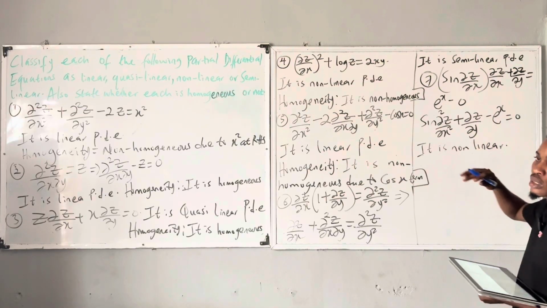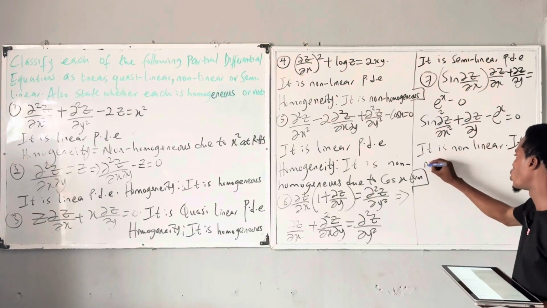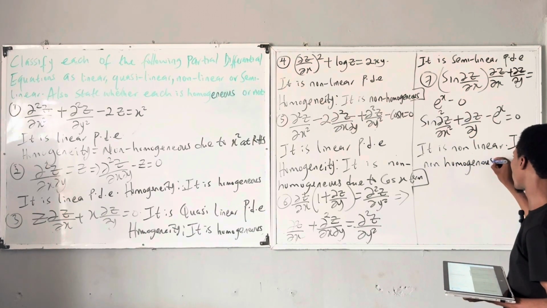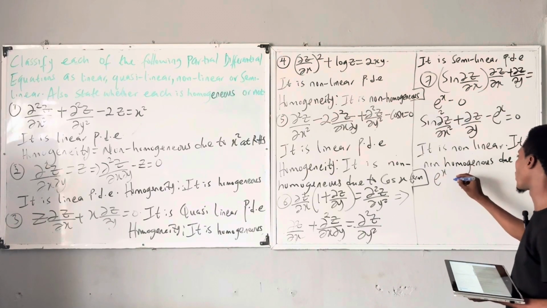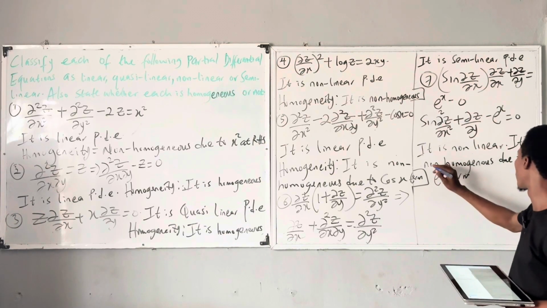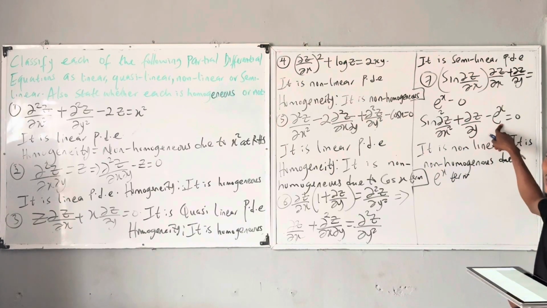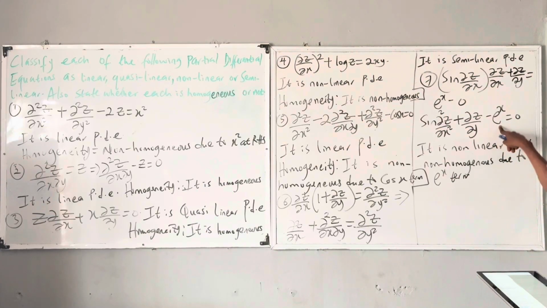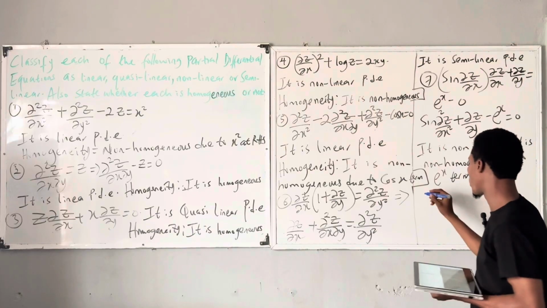Then what is the homogeneity? It is non-homogeneous, due to the exponential x term. You can see that exponential x does not have a derivative of z, or partial derivative of z, with respect to that variable. So it is non-homogeneous.